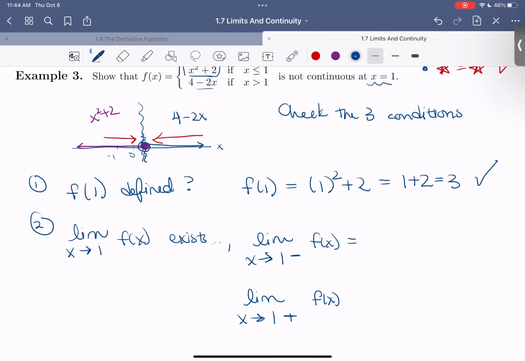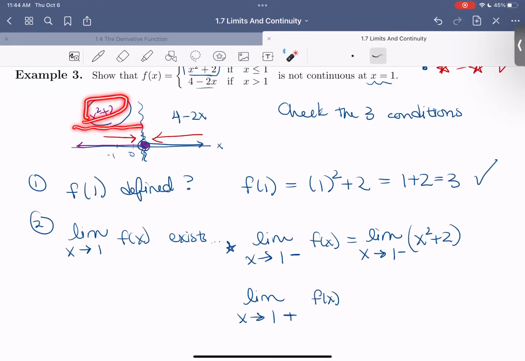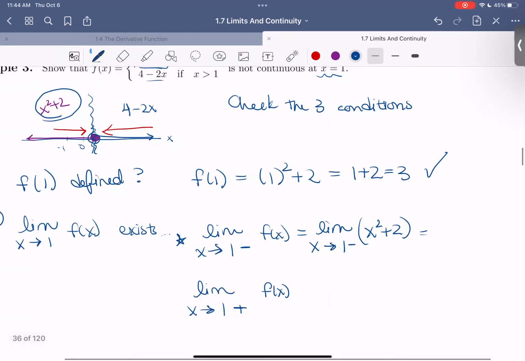If we look at this first limit as x goes to 1 from the negative side, we're going to use our rule x squared plus 2 for f of x. So this is equal to the limit as x goes to 1 from the negative side of x squared plus 2. As we approach x equals 1 from the left, we're following our graph x squared plus 2. So the limit at that point would be the value of our function, 1 squared plus 2, which is 3.